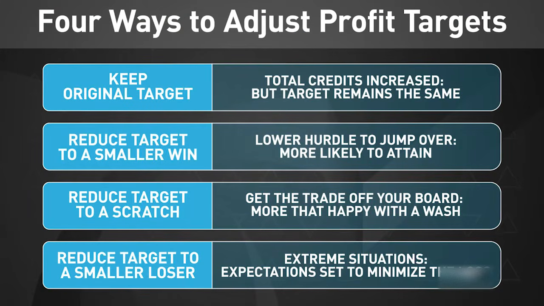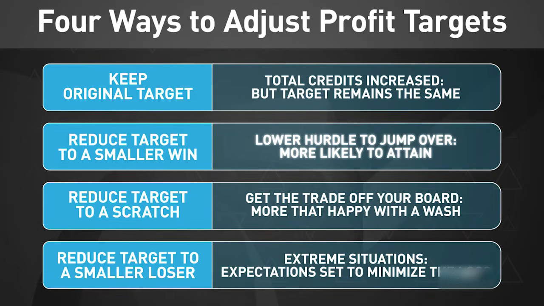So there are effectively 4 different ways that you could adjust your profit target now that you have rolled your position. First, you could keep your original profit target. Even though the target itself hasn't changed, this is very much a defensive move because your total credits collected on the position have increased, meaning you have more credits to work with, so your original target is a smaller percentage now than it was.